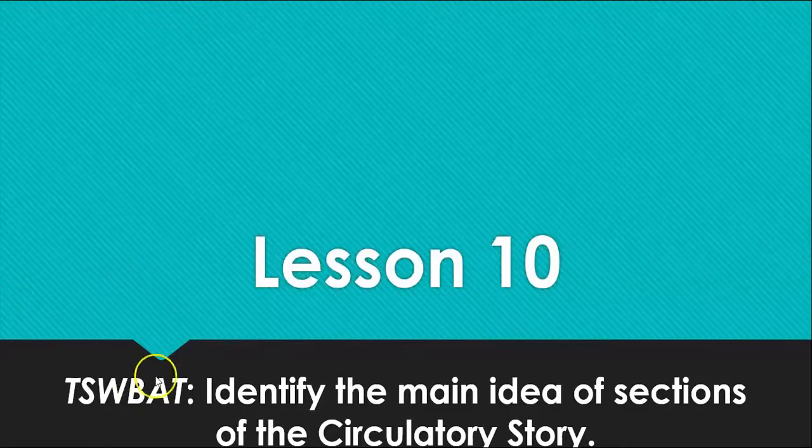Okay, and let's move on to our objective. The student will be able to identify the main idea of sections of the circulatory story. Remember, boys and girls, what are the two questions you ask yourselves when you're trying to find the main idea or what the selection is mostly about? The who or what and the what about it. Great job if you said the who or what and what about it.